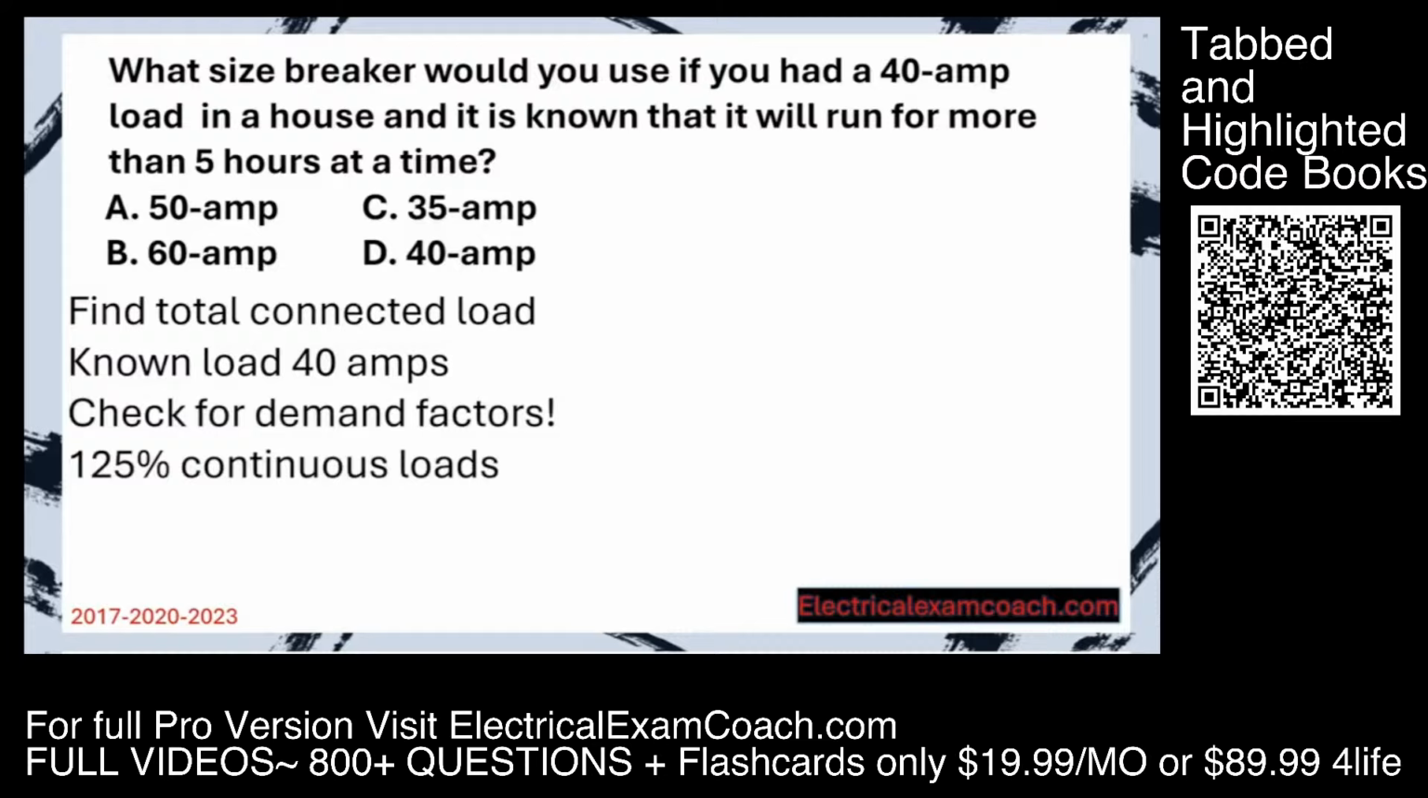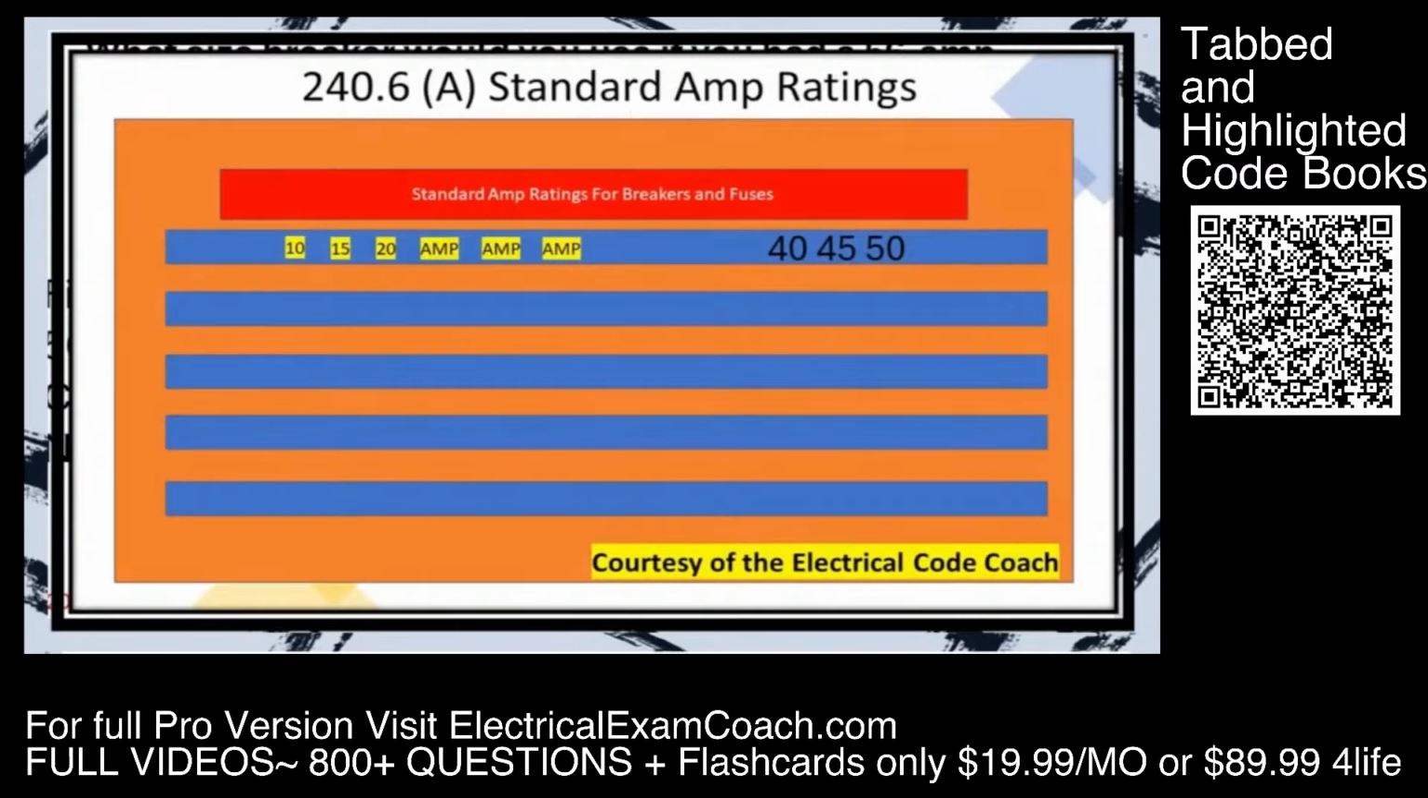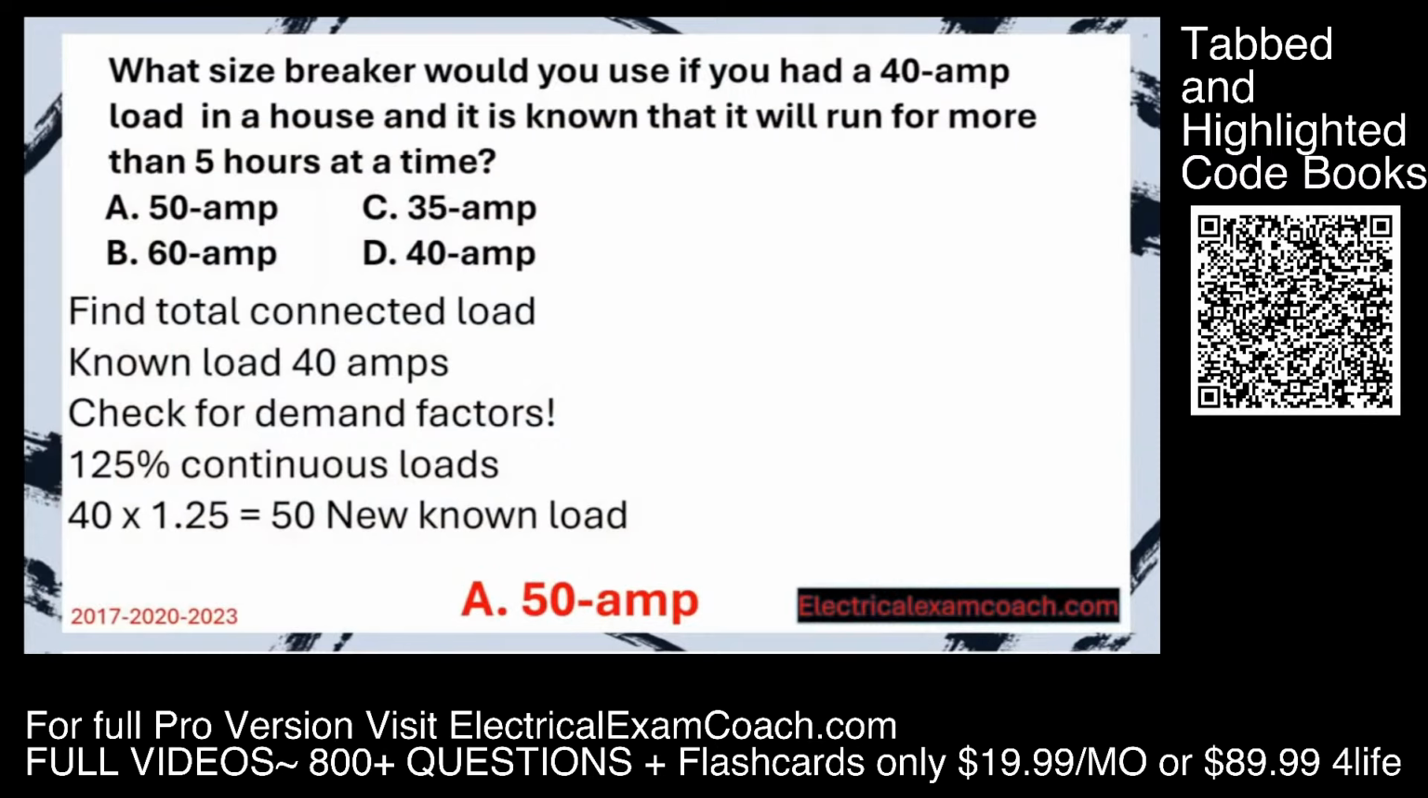It's very important to note that the test makers will put different numbers of hours to see if you're paying attention. They'll put, what if the load runs for 16 hours or 20 hours? If it's anything 3 hours or more, it's going to have that 125%. We take our known load, multiplied by 1.25, and that gives us a 50 amp new known load. We head to table 240.6(A), and we're going to land directly on a standard size breaker, which is a 50. So we come back and select A.